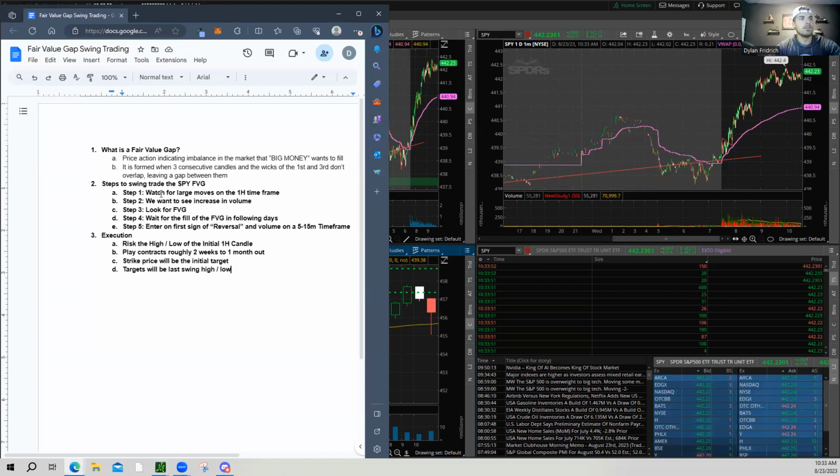So again, watch for large moves, increase in volume, define your fair value gap, and wait for this to get filled. Once it gets filled, wait for a reversal sign. We get volume to flow in on a smaller time frame. That's where we want to enter. We're going to risk the high of that initial 1 hour candle, like I just said. We're going to play contracts roughly 2 weeks to 1 month out. Strike price will be the initial target.